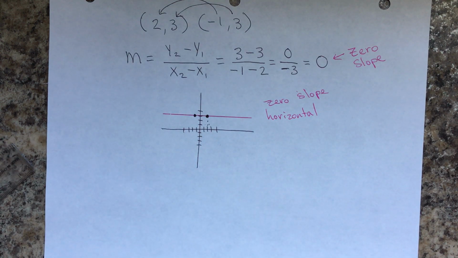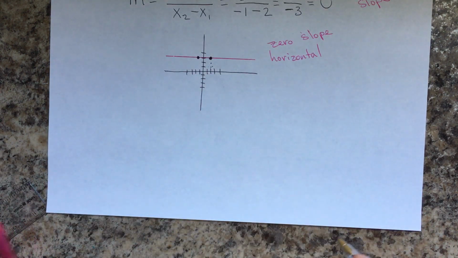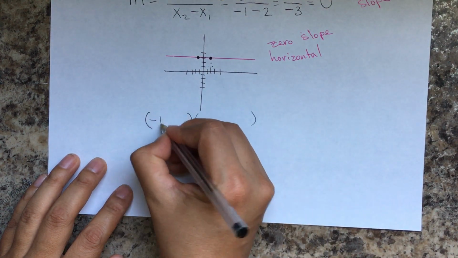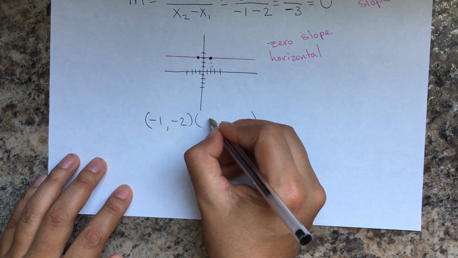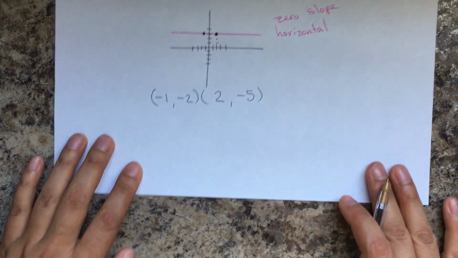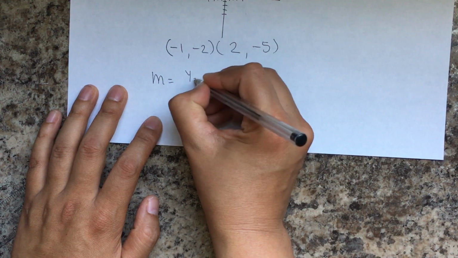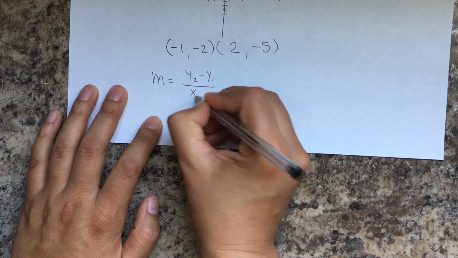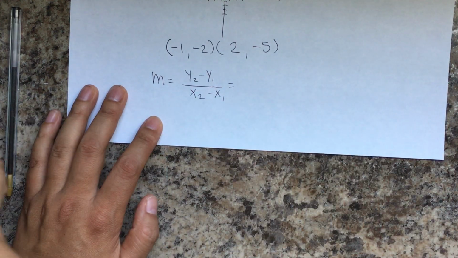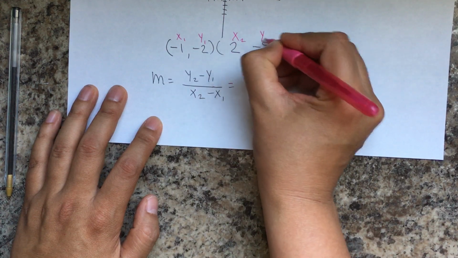So let me do one more example. I'll do it in this same page. Because sometimes you're going to encounter something like this. What is the slope of these 2 points? And so again, the formula is y2 minus y1 over x2 minus x1. And this is x1, y1, x2, y2.